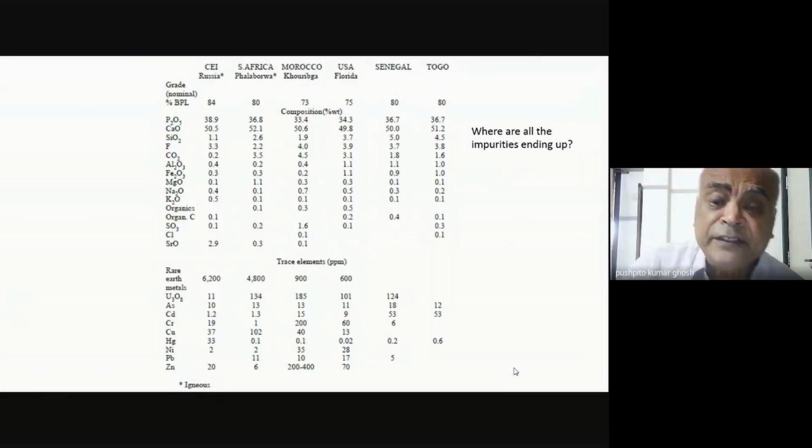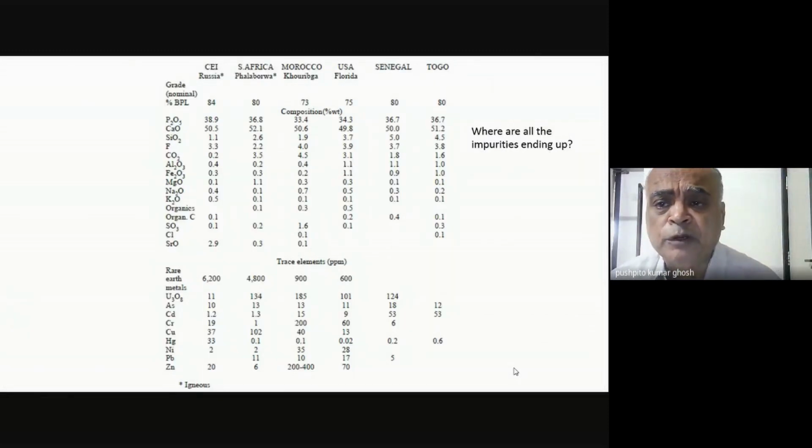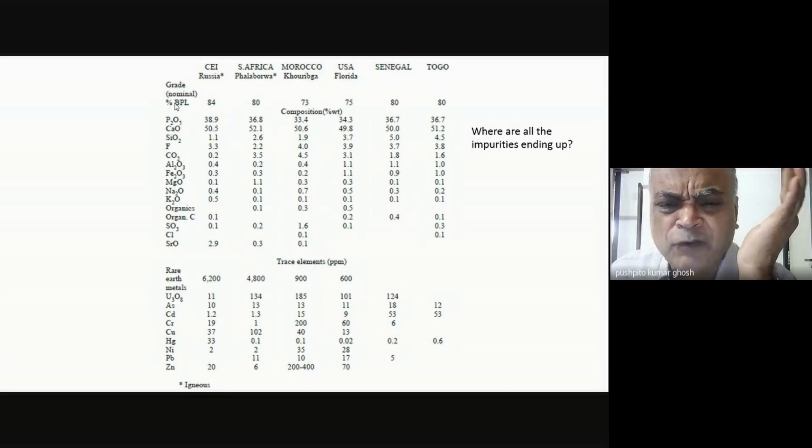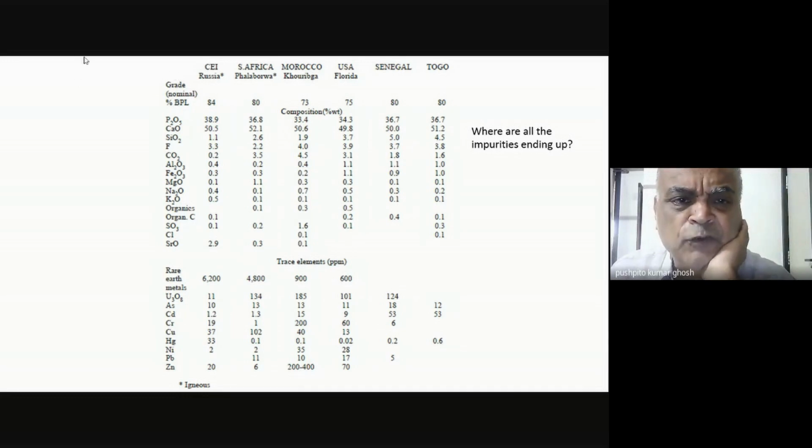Now, this is again very important. This shows the rock phosphate from some of the major countries. BPL means basic phosphate of lime. Okay, because effectively it is calcium phosphate. So that's known as phosphate of lime. Okay, so you can see the percentages of phosphate of lime in beneficiated rock.